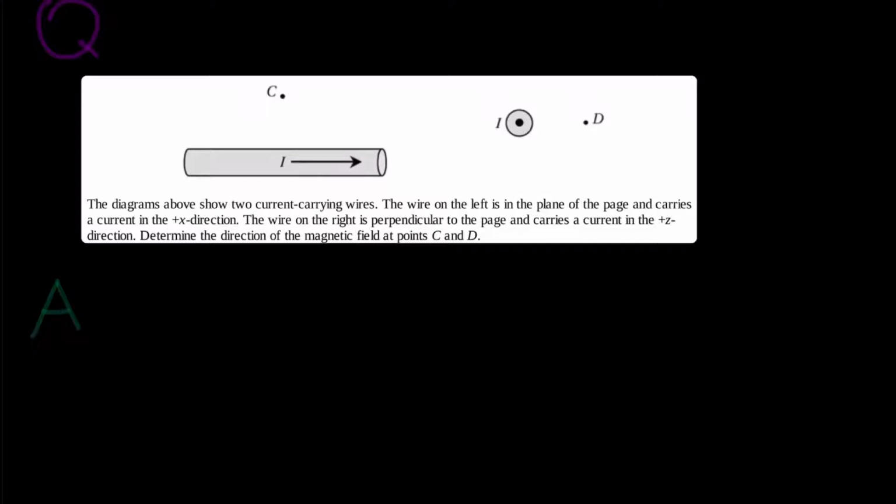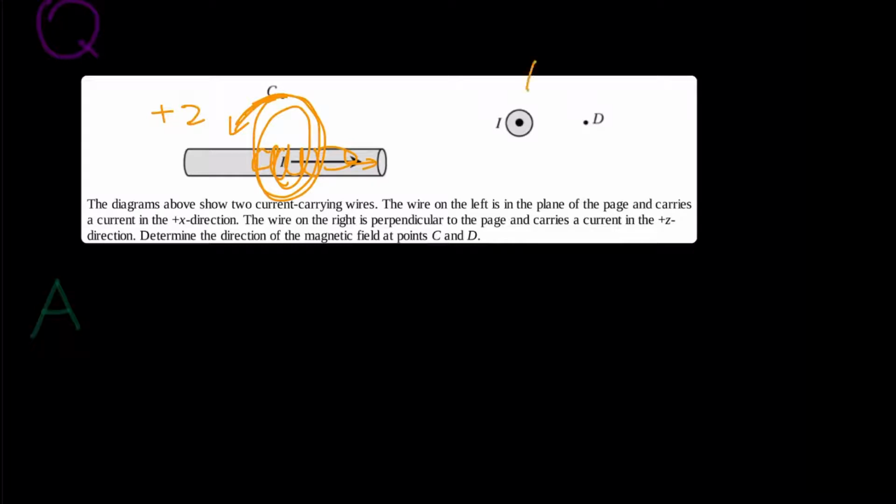So let's draw a right hand here. It's a terrible drawing, but you can see that this is a thumb and it's pointing in the direction of the current, and these are the fingers that are curling around, so they will go in this way. So once we're at point C, they're going to go out of the page. We can't really show it in 2 dimensions, but they're going to go in the positive z direction.